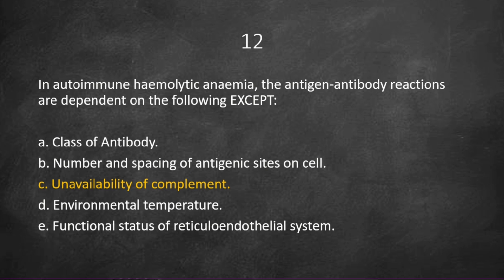Then if you look at option D, environmental temperature. In the case of cold agglutinin disease, for example, the temperature can influence the binding of antibody to the red blood cell. And then the functional status of the reticuloendothelial system, that also counts here, because the system plays a crucial role in clearance of the antibody-coated red blood cells. So it plays a crucial role here.